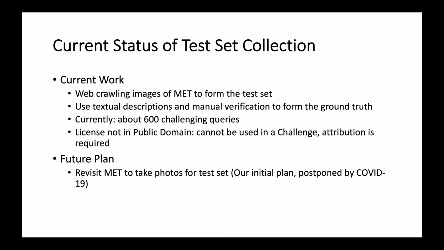Next, I would like to report the current status of the test set collection. We crawl web images of the Met to get a test set and use textual description and manual verification to get clean ground truth. Currently, we have collected about 600 challenging queries. However, most of the images are not in the public domain, so they cannot be used in a challenge as attribution is required. Therefore, the first goal is to make a research dataset and not a challenge.